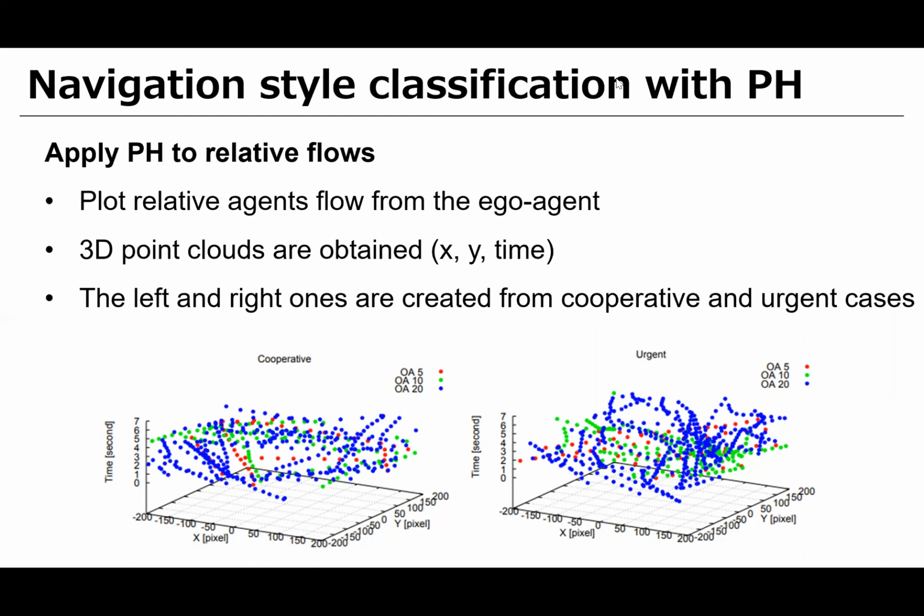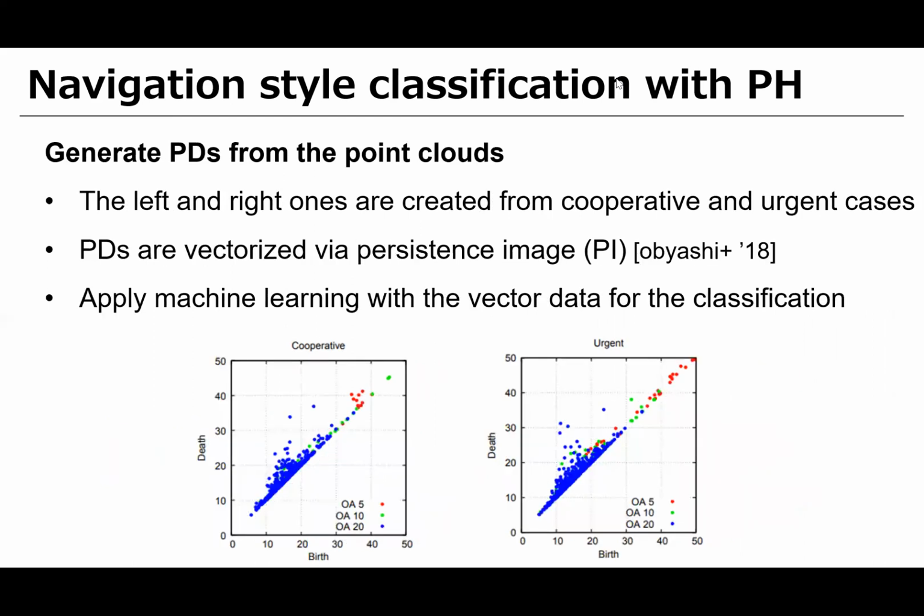Hence, we apply persistent homology to the points. We generated persistence diagrams from the point cloud. The bottom left and right figures are the persistence diagrams generated from the cooperative and agent results. There might be some differences on the diagrams. There are efficient methods that enable us to create fixed size vectors from the persistence diagrams. If we can create fixed size vectors, we can easily use machine learning algorithms for the navigation style classification. Professor Obayashi presented the persistence image that makes image data from the persistence diagram. We use this method and apply machine learning algorithms for the classification.